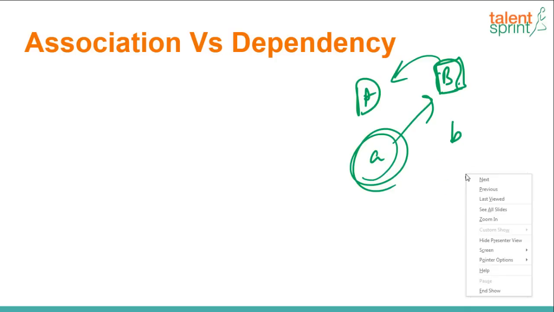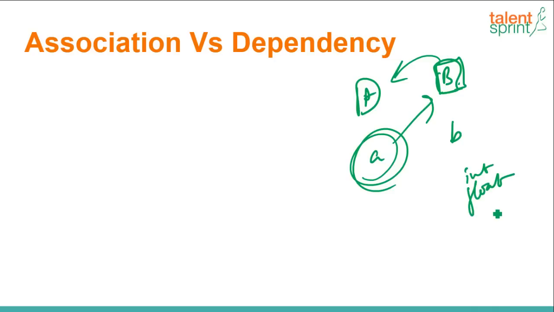So let's say we have an integer value and a float value, and we have a class A object here in class B. Now for any object of class B to actually work, the object of class A should be in place. That means class B is now dependent on class A. This is simple dependency. And association is the relation between the two objects of class A and class B. Okay? This is very basic.